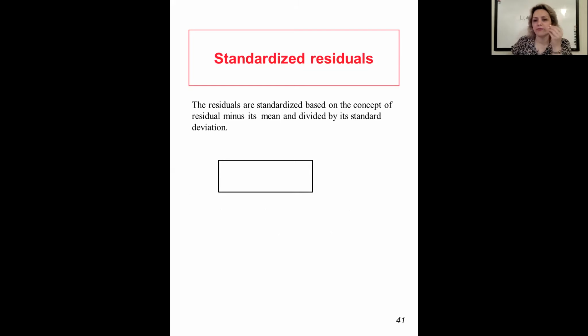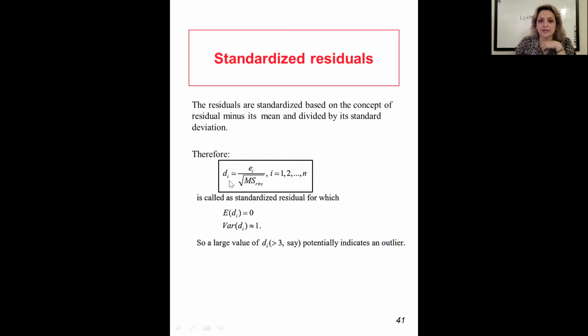We are using the mean square of the residual, like mean square error. In this one, you will see the residuals are standardized based on the concept of the residual minus its mean, divided by the standard deviation. So when we look at it, the standard residual is equal to e_i, whatever residual you have, divided by the square root of the MSE or MS of the residual, which we will find from the ANOVA table. And then we call it a standard residual.